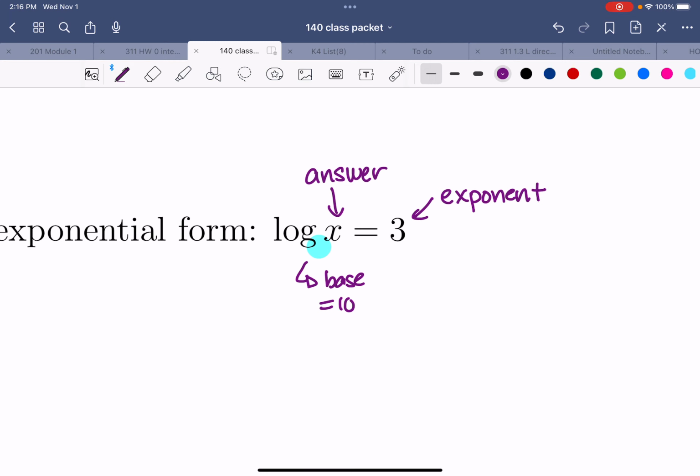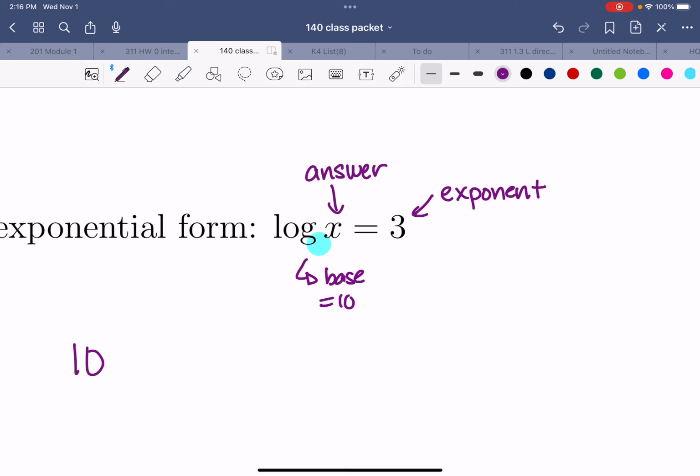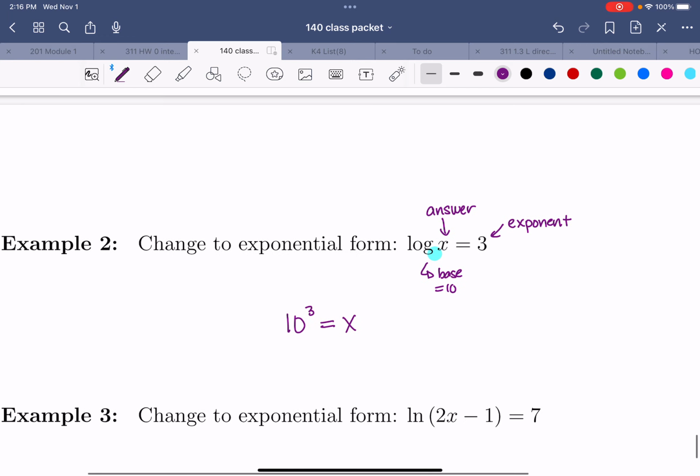And so that means I'm going to have a base of 10. I'm going to have an exponent of 3. And that's equal to my answer, which is x. Okay, so that's how we change it to exponential form. So in this case, x is equal to 10 cubed, or 1,000.